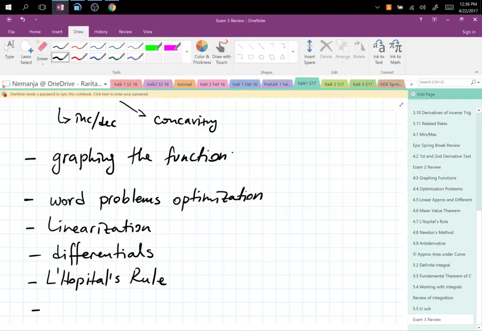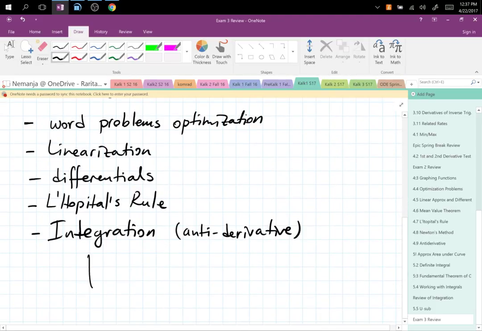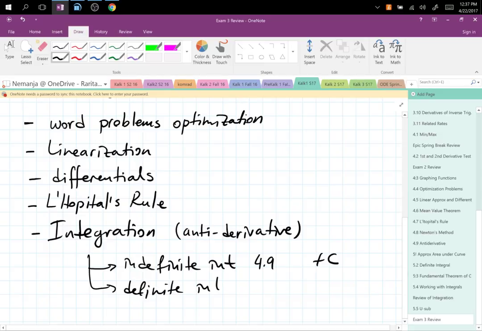And then finally, integration, which was under the flag of antiderivative. And I will toss in on this one the indefinite integrals, which is 4.9, which are those that you have plus c, and definite integrals from 5.2, which is the limits leading into a number as the answer. So these are the contents of the exam.